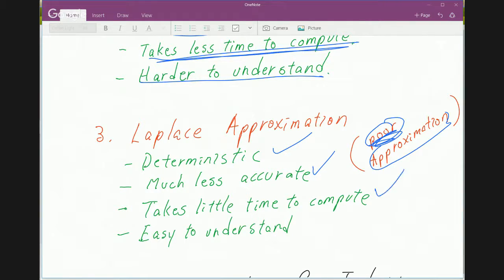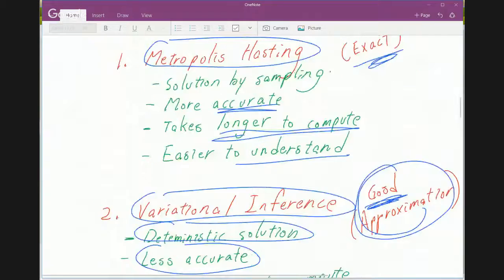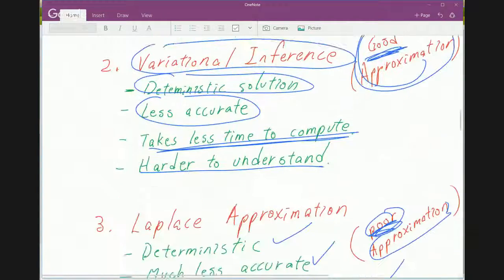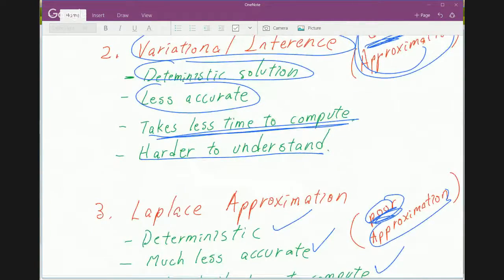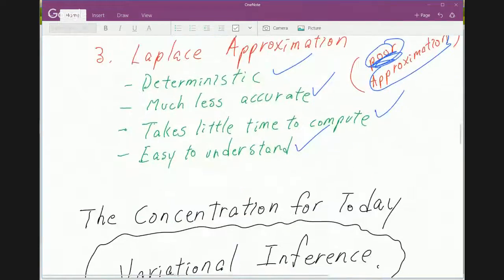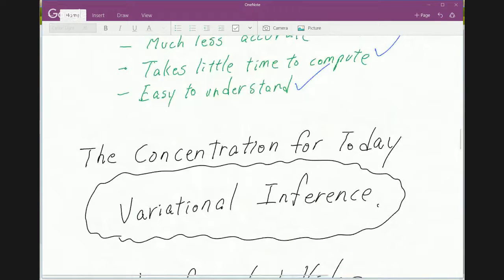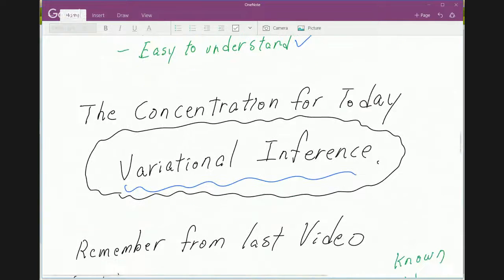But it's fast and it's very easy to understand. So these are the three approaches. I think there might be more, but these are the three main approaches, at least, that people sometimes use. But for today, our concentration is variational inference. So we're going to talk about variational inference.